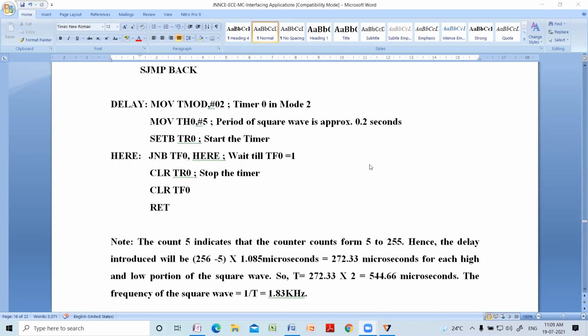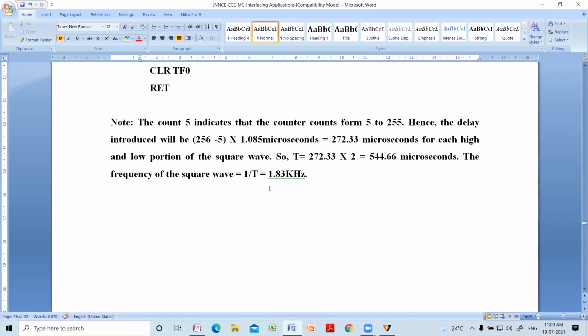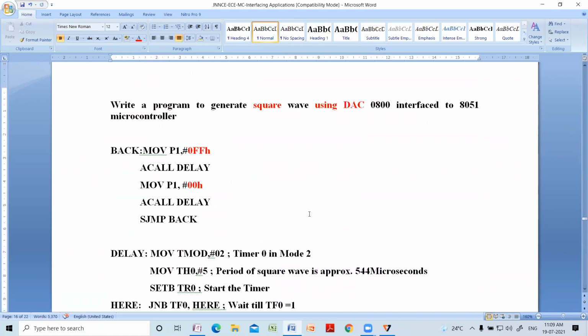So here there is a print mistake. It's not 0.2 seconds. It is 544 microsecond. So this you have to understand very clearly. So the frequency of the square wave is about 2 kilohertz. That is 1.83 kilohertz.